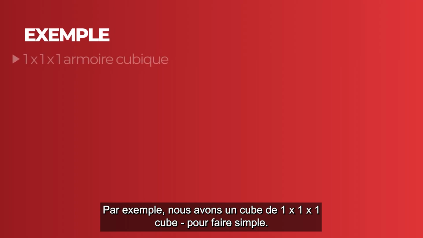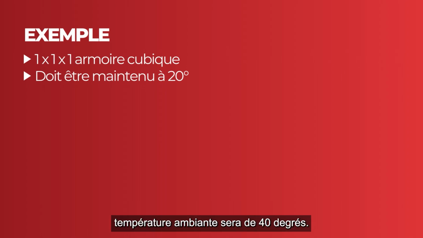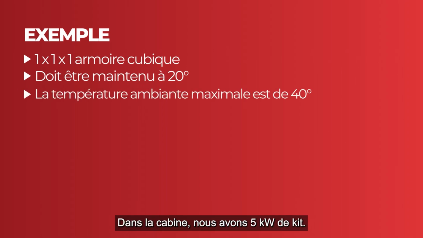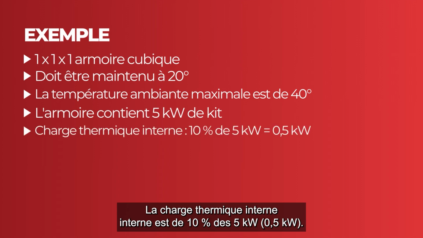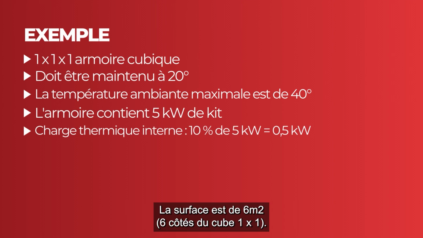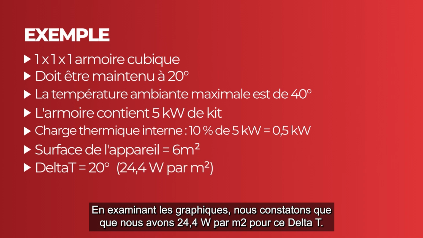So for example, we have a 1 by 1 by 1 cube cabinet, to keep it nice and simple. We want to keep it at 20 degrees and the maximum ambient temperature will be 40 degrees. And in the cabinet we have 5 kilowatts of kit. So the internal heat load is 10% of the 5 kilowatts of kit, 0.5 kilowatts. Surface area is 6 meters squared. We have the 6 sides of the 1 by 1 cube. The delta T is 20 degrees, the difference between 20 and 40 degrees. And then looking at the charts, we see we have 24.4 watts per meter squared for that delta T.